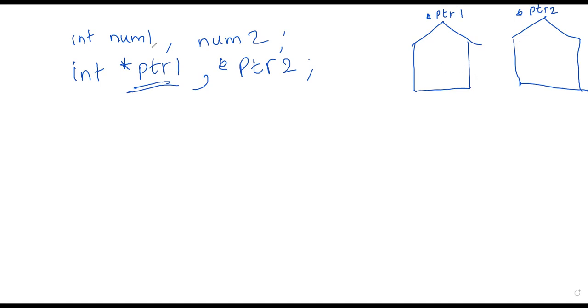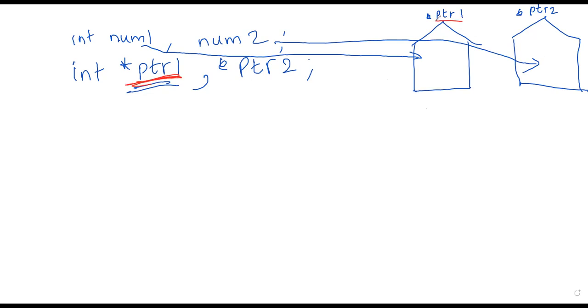Now you have to move number one to its place and number two to its place. Understand? So ptr1 should be equal to the address of number one. You can use the ampersand mark there. Here also, ptr2 should be equal to ampersand num2. Likewise, you take these two variables into their houses.